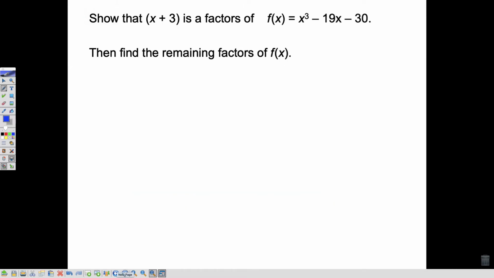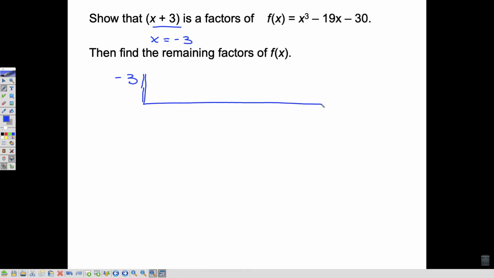Okay, so another one. Show that x plus 3 is a factor and find the remaining factors. So what do I have to do with my x plus 3? It's going to be x equals what? -3. This one they only gave me one because it started with cubed, so my answer is going to be squared, and I can factor or use the quadratic formula on that. You always go down a degree.